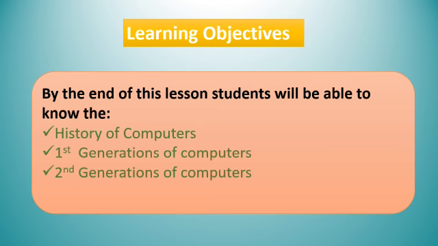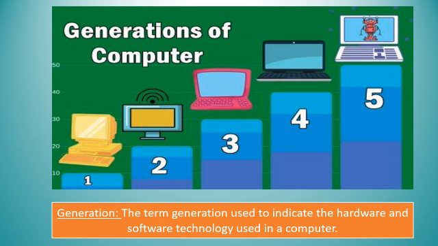Learning objectives. By the end of this lesson, students will be able to know the history of computers, first generations of computers, and the last one is second generations of computers. In this lesson, we will discuss generations of computers. Generation: the term generation is used to indicate the hardware and software technology used in a computer.